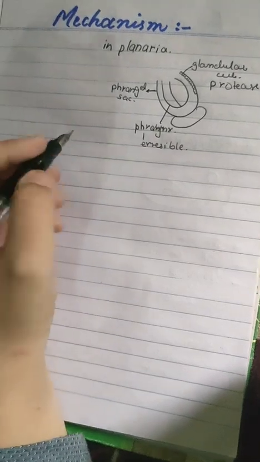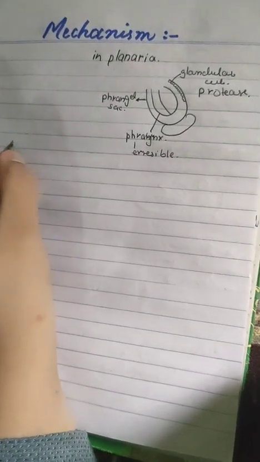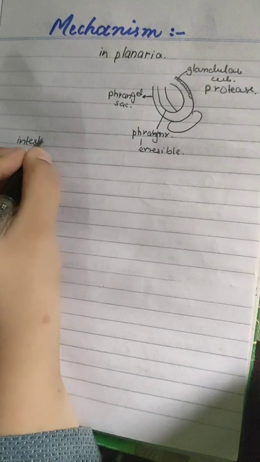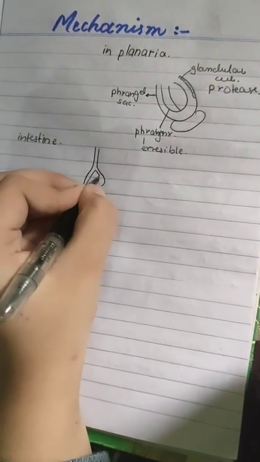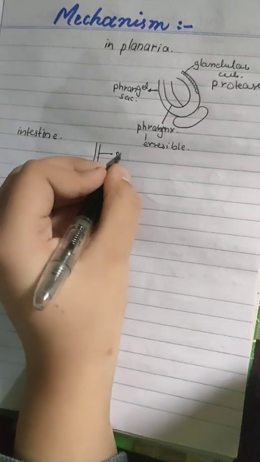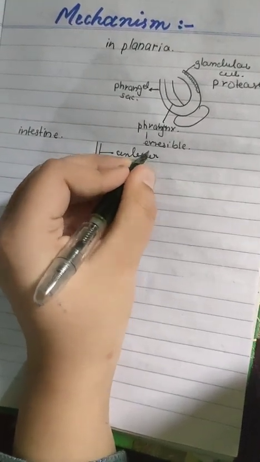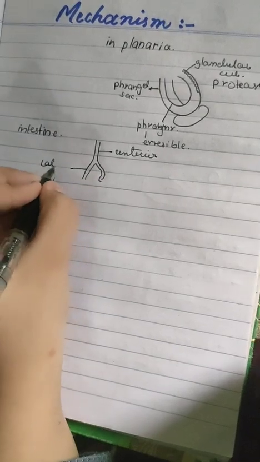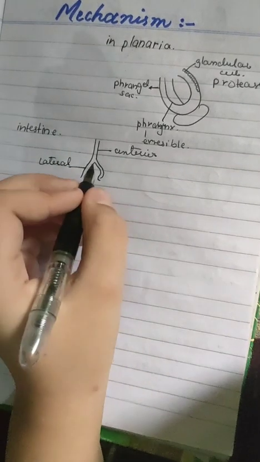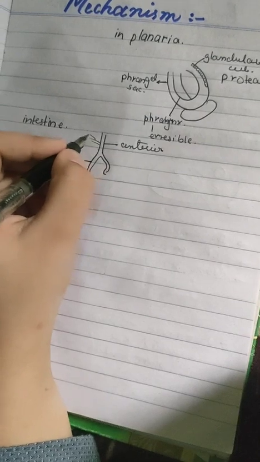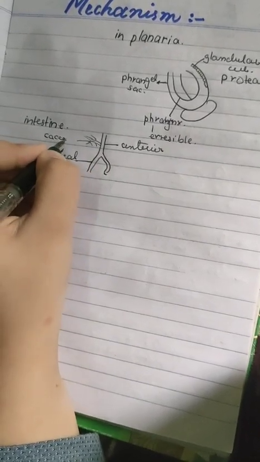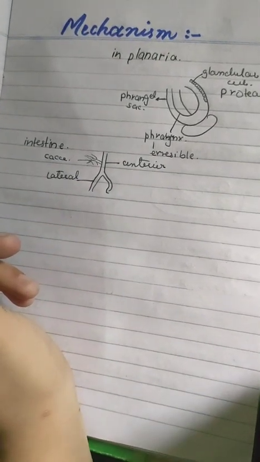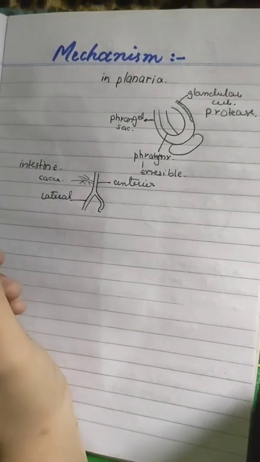First, in the planaria we have the intestine. Here you can see one anterior and two lateral branches. Okay, so here we have further branches, those are ceca.